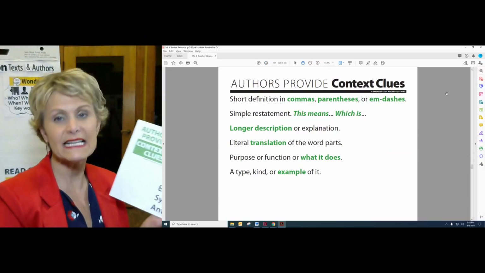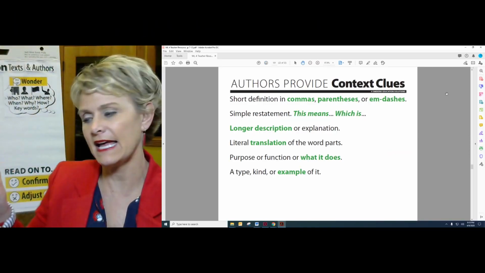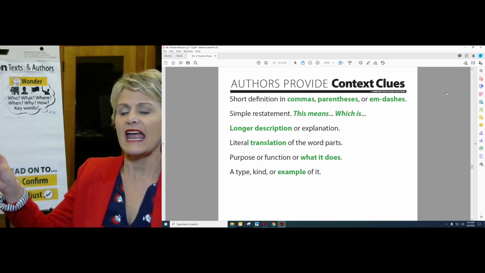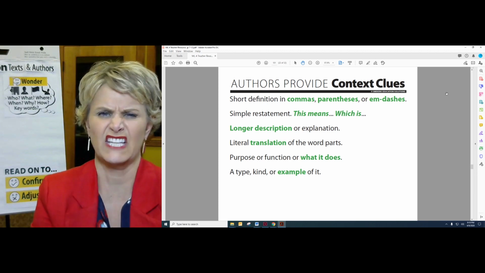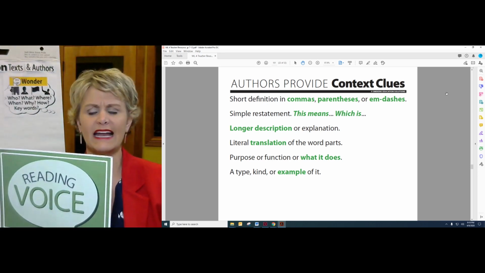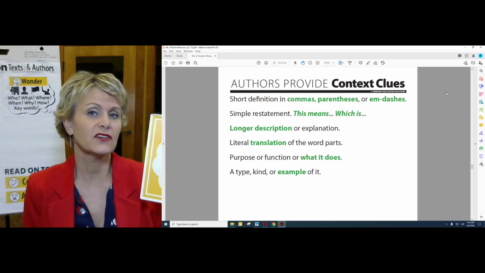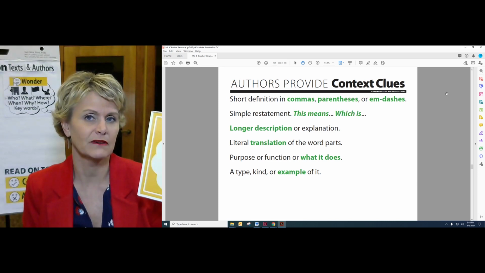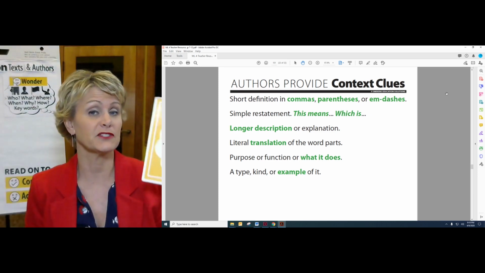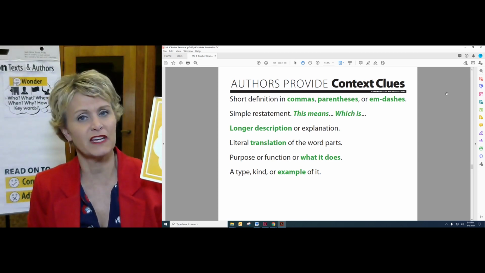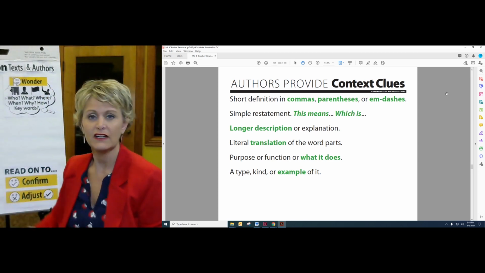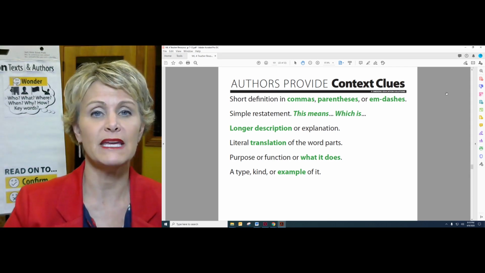Another one is an example. So the author says, and the vigilante groups, and then goes on, and you're like, what's a vigilante group? And it says like the Ku Klux Klan. So it gives you an example. You might not know what a vigilante group is, but you know what the Ku Klux Klan is. And that helps you start to figure out, helps you predict what a vigilante group might be.